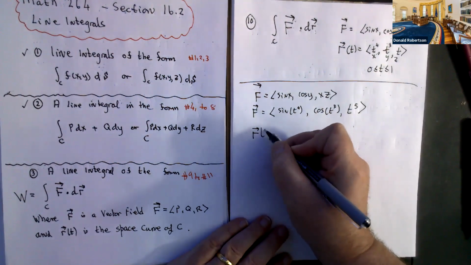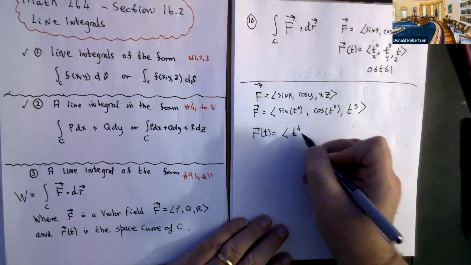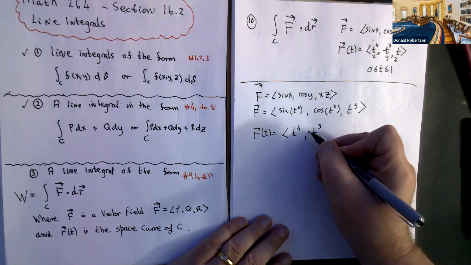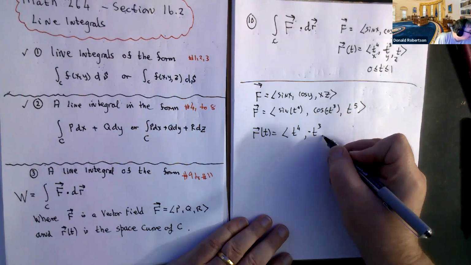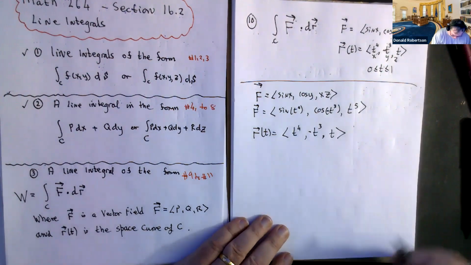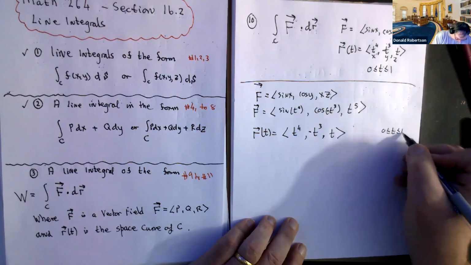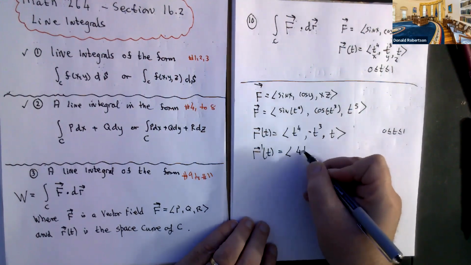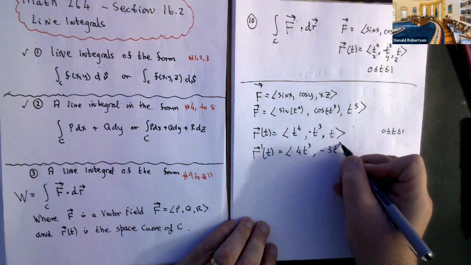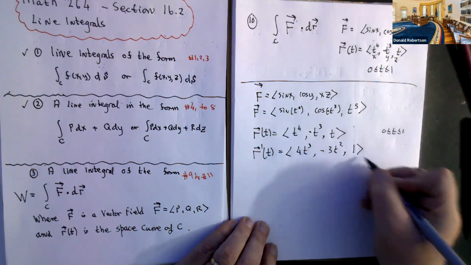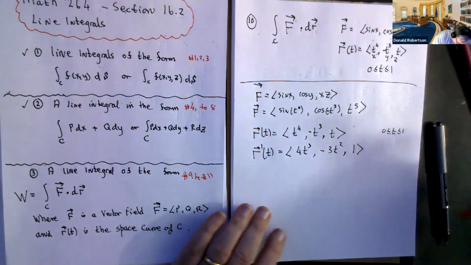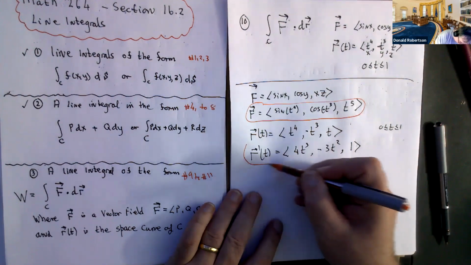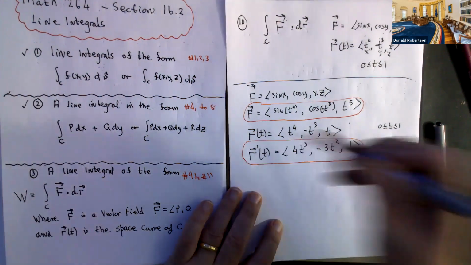Now we'll take r of t, the space curve. Let me check that. Yes, that's a negative, by the way. And t going from 0 to 1. Its derivative is 4t cubed, take away 3t squared, double check, times 1. This is the version of F that we're going to use. This is the version of r dash t that we're going to use.